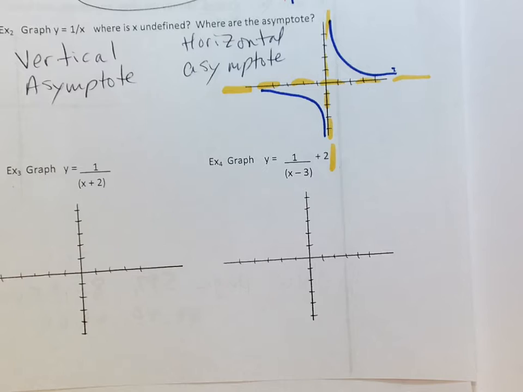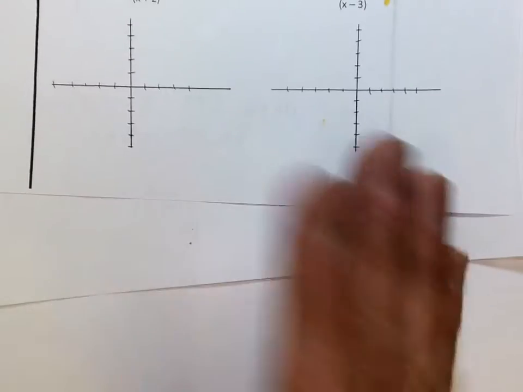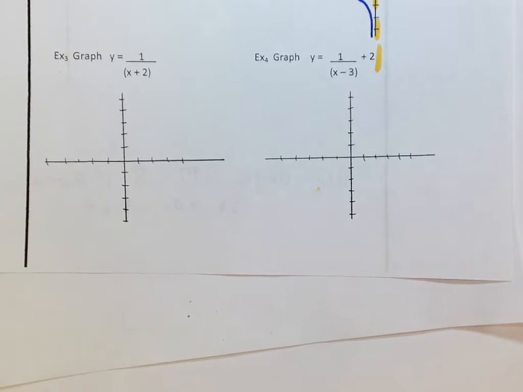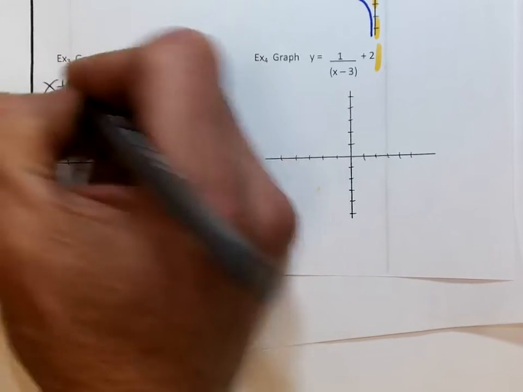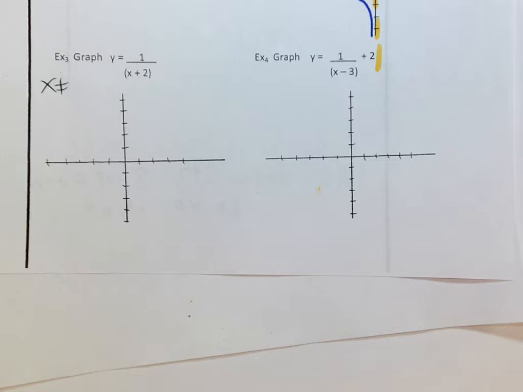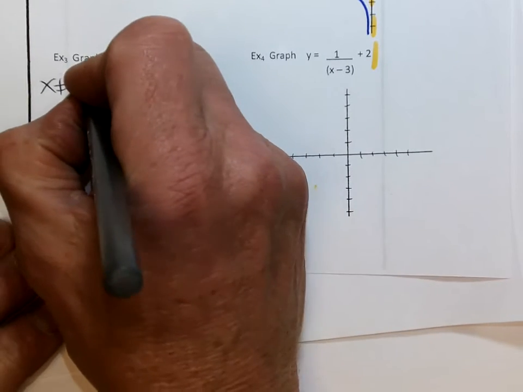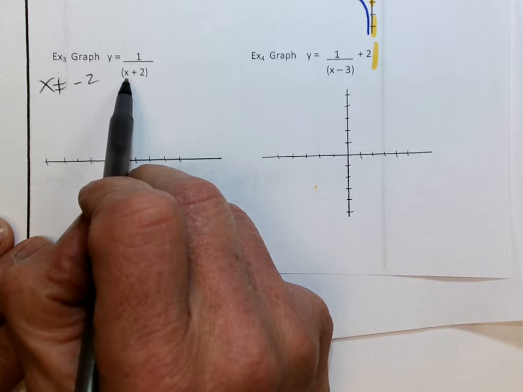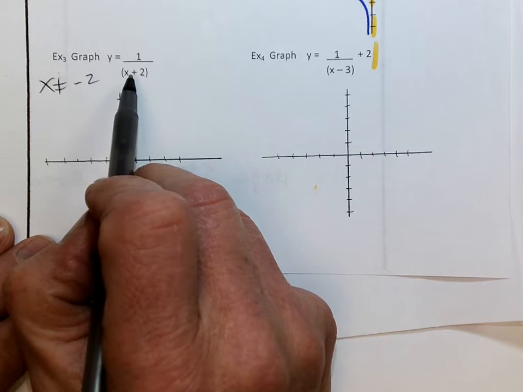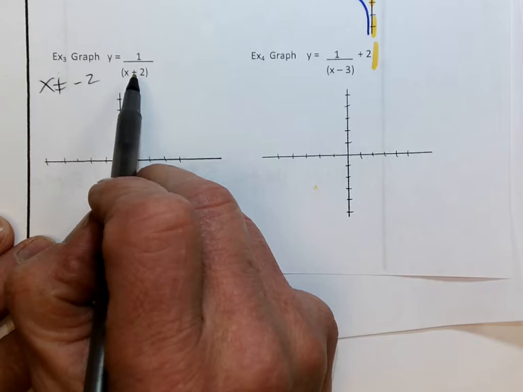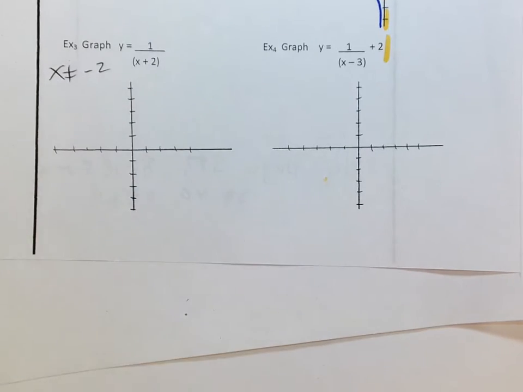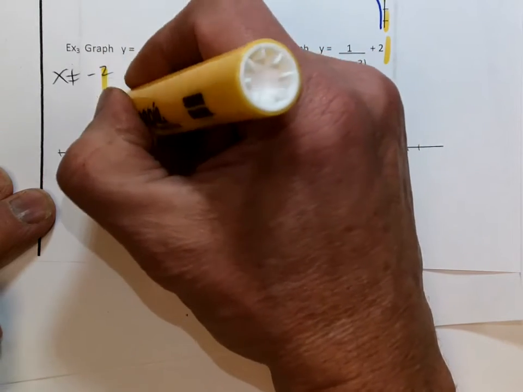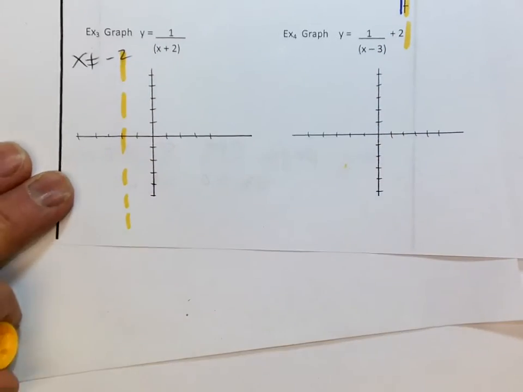Okay. Now, how about this one? First of all, before I even graph it, I got a pretty good idea what it's going to look like. Okay. What can x not equal? X cannot equal what? Everybody agree negative 2? Because if x is negative 2, you divide by 0. I can't cancel it out, right? I can't. So it has to be a vertical asymptote. So I know for sure, before I use my calculator, I'm going to have a line that looks like that, right?